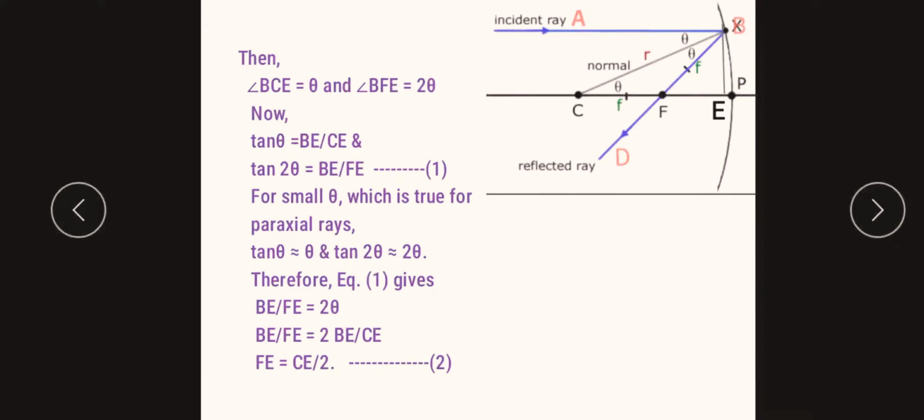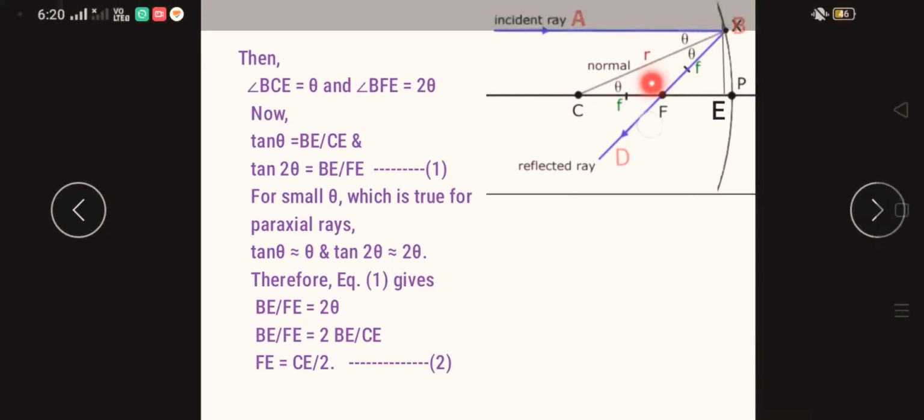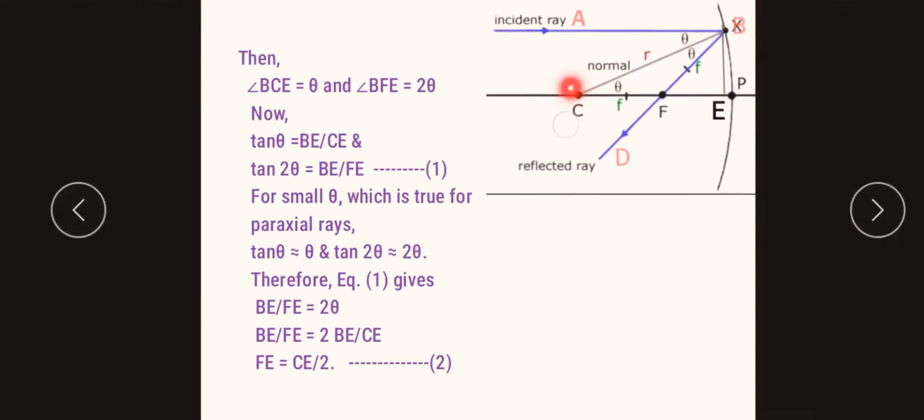Now tan theta is equal to what? In the triangle BCE, this angle is theta, then tan theta is equal to opposite divided by adjacent. Opposite is equal to BE and adjacent is equal to CE. Hence tan theta is equal to BE divided by CE.